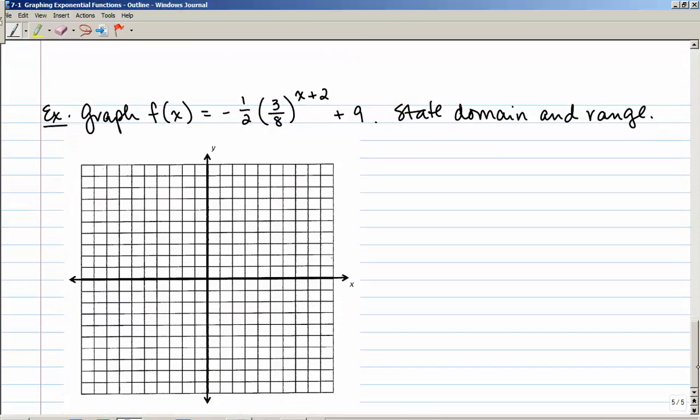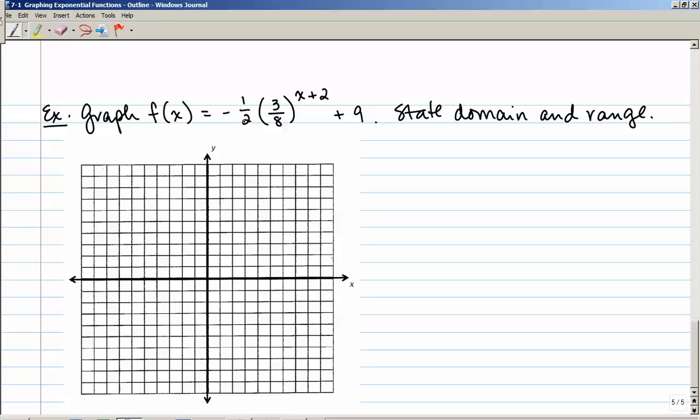And thank goodness we have a calculator to do this in. So I have -1/2 times my base, which is 3/8, raised to the power of x plus 2, and then the whole thing plus 9. Now, you cannot multiply -1/2 and 3/8. That's multiplication. This 3/8 is being raised to a power. That's my exponent. And PEMDAS says do the exponents before you do multiplication.